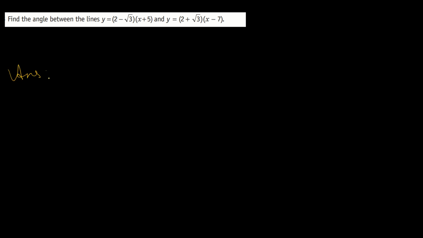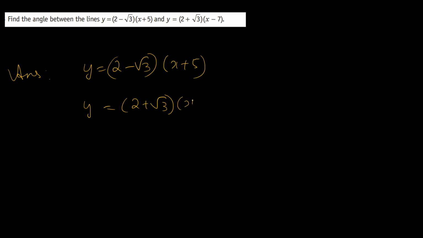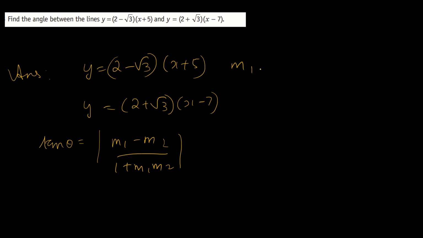Here we have to find the angle between the lines y = (2 - root 3)x + 5 and y = (2 + root 3)x - 7. To find the angle between the lines, we have a formula. Tan theta is equal to modulus of (m1 - m2)/(1 + m1 m2). For the first equation we find m1, which is the coefficient of x, that is 2 - root 3. What is m2? The coefficient of x, equal to 2 + root 3.